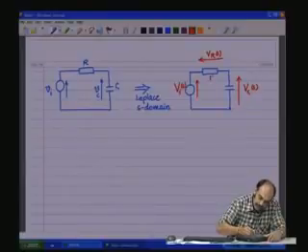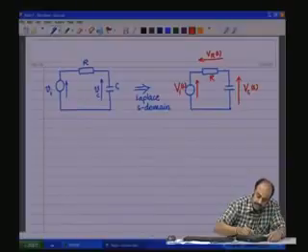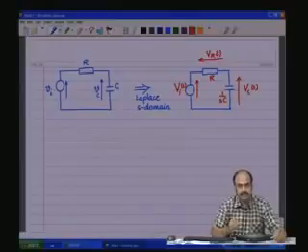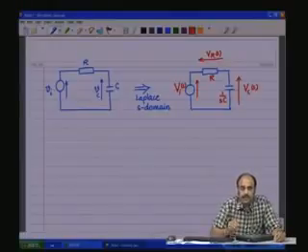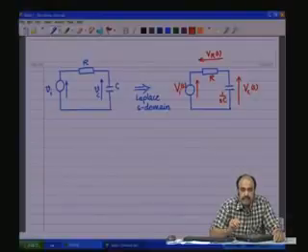R is the parameter and the capacitive reactance in the S domain is given by 1 by sC. This we saw in the last class, that we just need to replace j omega in the reactance with S. So, which means 1 by j omega C becomes 1 by sC, the capacitive reactance in the Laplace domain, and j omega L becomes sL in the Laplace domain.